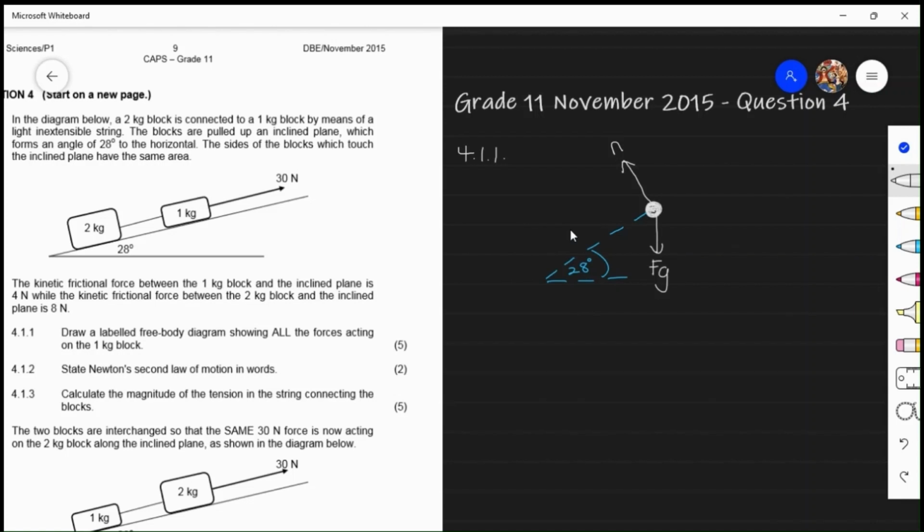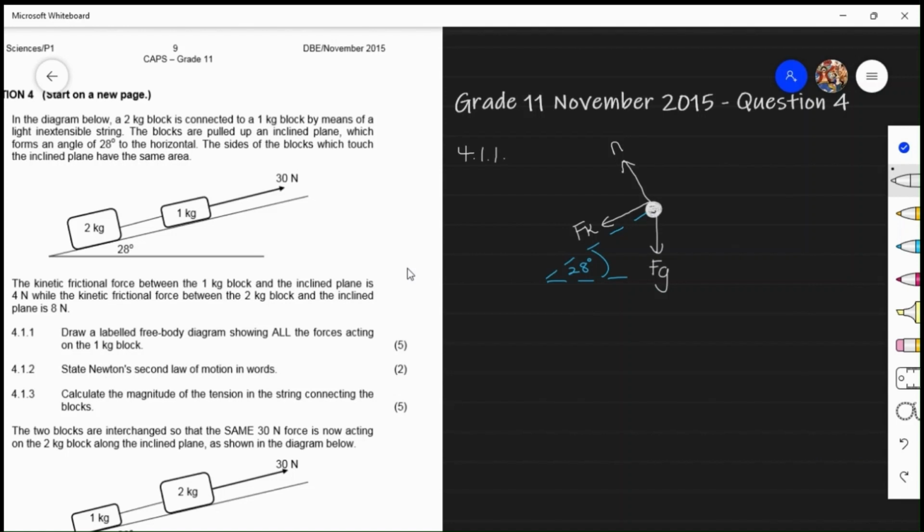Now, in addition to that, we were told that the kinetic frictional force between the 1 kg block and the inclined surface is 4 newtons. So we know we have kinetic frictional force that is acting on this object. Because our object is moving up the incline and friction is a force that opposes the motion of an object, our frictional force will act in the opposite direction to the motion of our object, which means our frictional force is acting down the slope. Now that's 3 forces. We need 2 additional forces.